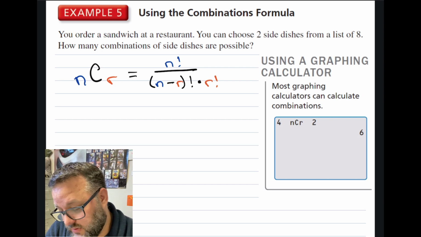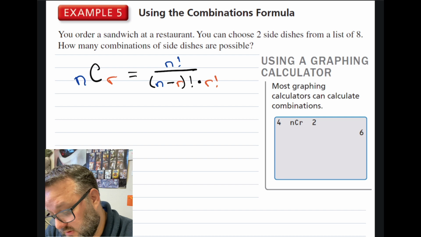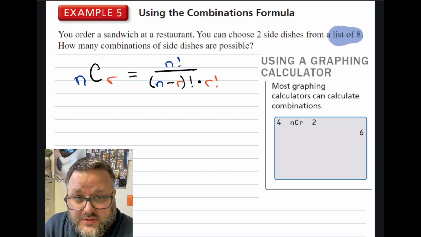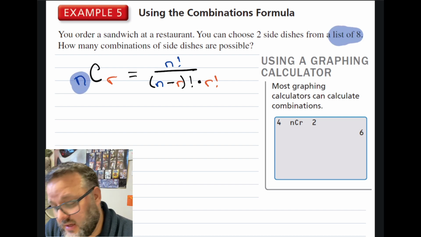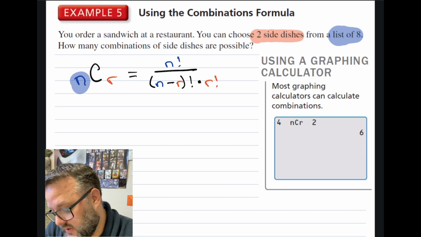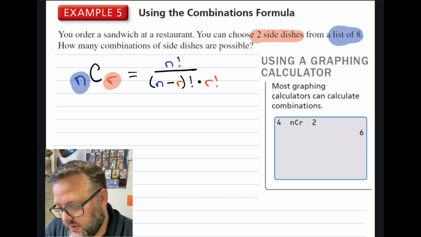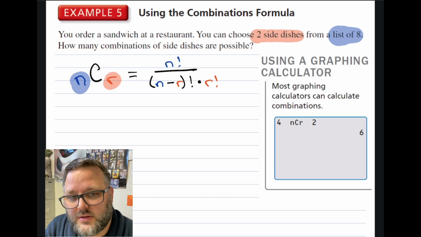And the way that you do that is, let's see, for this example, we see that there is a list of 8. That's how many total choices we have. So that's going to be n. Then we're only going to be able to choose 2 of those side dishes. So that's our limiting choice. Now this should look familiar. There's nPr and there's nCr. Remember, P stands for permutation, C stands for combination.